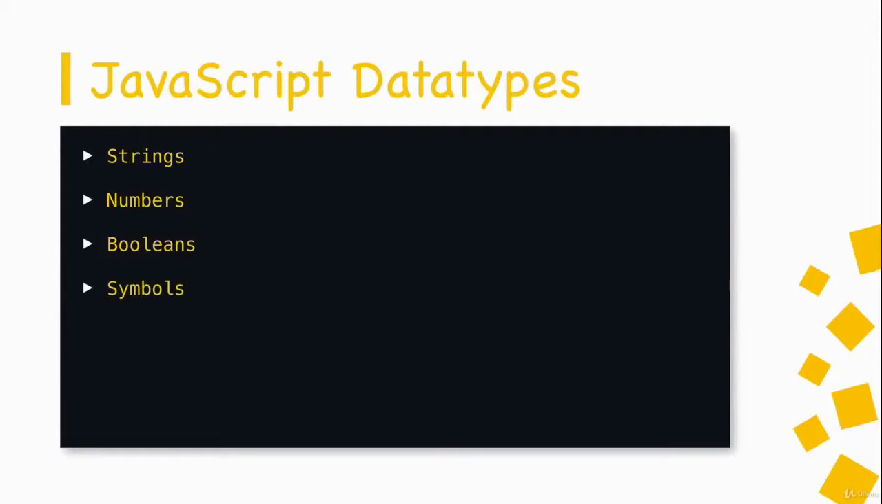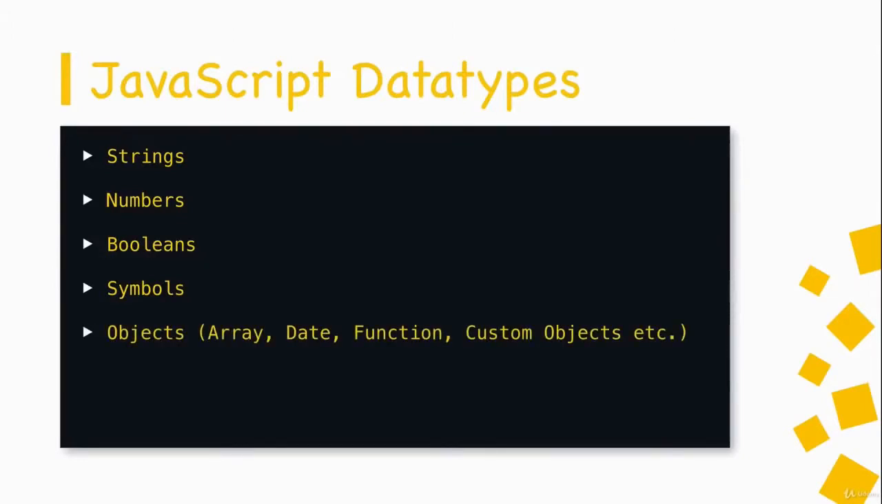Then we have symbols. Symbols are a new data type added to the language on the release of ECMAScript 2015. And then we have objects. As you learned, almost everything in JavaScript is actually an object. And inside objects we have all different types of objects. We have some built-in objects such as arrays, dates, and functions, and we also have custom objects that we can define ourselves.